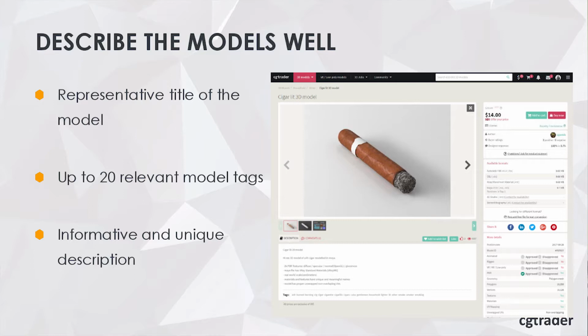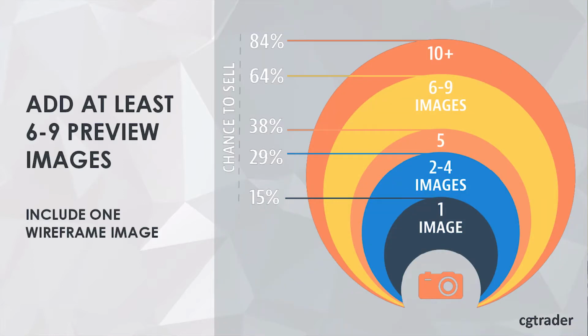And talking about the images, the visual representation, this is also a fairly easy way to increase your sales. Just render more images from different sides and have at least one wireframe image so that the customer can see how it looks inside. We've looked at the data, and the difference between sales of models with 1 image versus with 10 images is 6 times. They sell 6 times more often. So that's a big difference that you can achieve fairly easily.